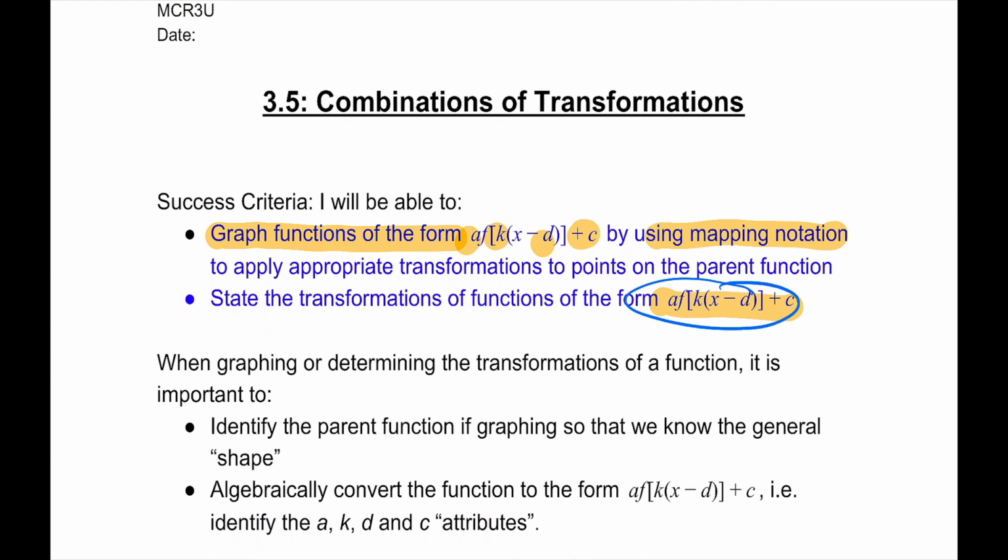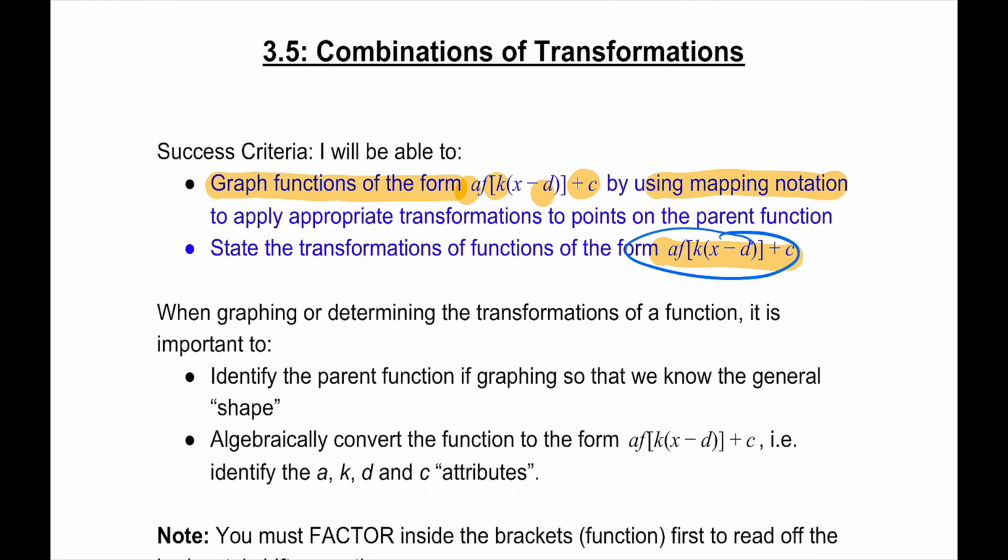So in the previous sections, 3.3 and 3.4, when we looked at the vertical and horizontal translations and reflections and compressions, hopefully you can understand why and how that happens. But really the gist of it, in 3.5, when we combine everything, is that if you can understand and use mapping notation, that's really all you need in order to graph any transformation of a function.